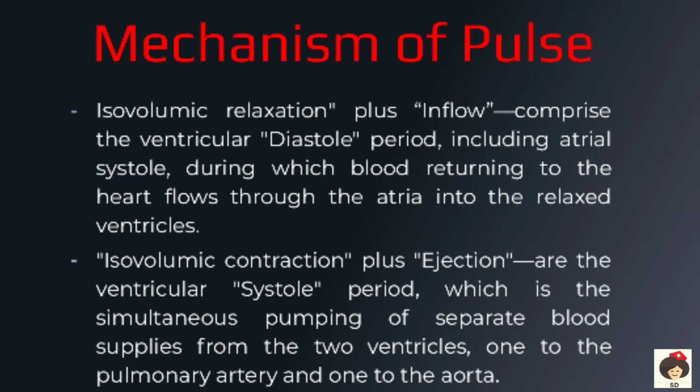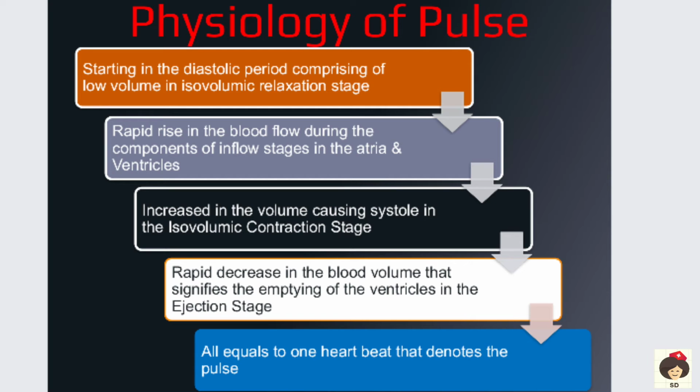So the first two stages comprise ventricular diastole and atrial systole, and the second two stages comprise ventricular systole. So this is the mechanism of pulse, and next is the physiology.